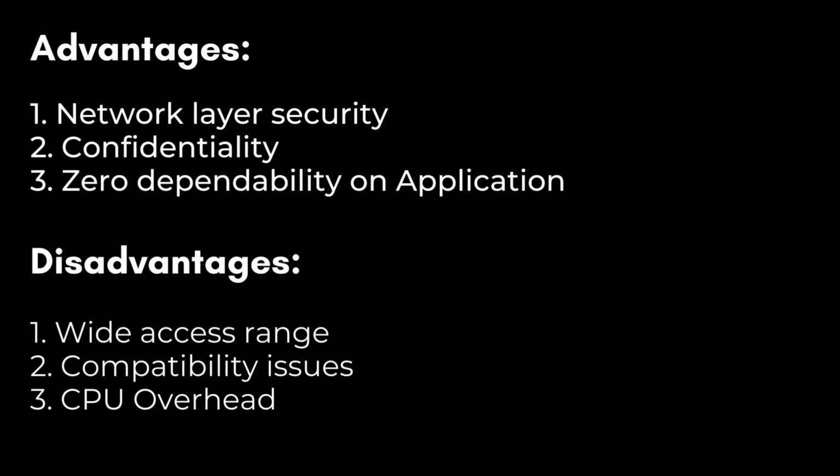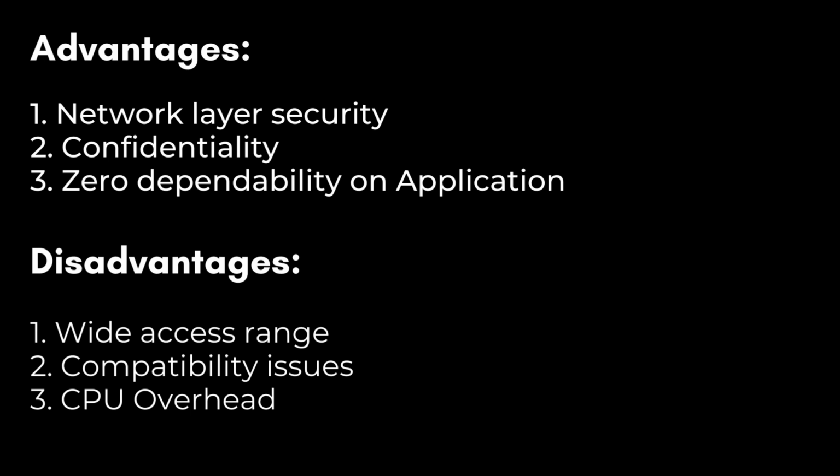Advantages. Network layer security. As we all know, IP security operates at layer number 3, that is the network layer. As a result, it has no impact on higher network layers. In other words, one of the biggest advantages of IP security is transparency to the applications. The end user need not bother about the IP security or its configuration.